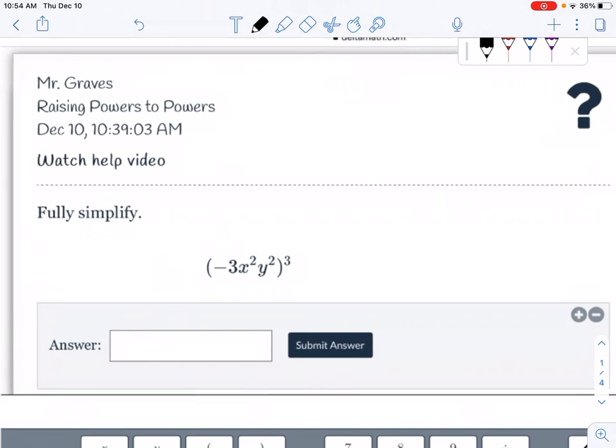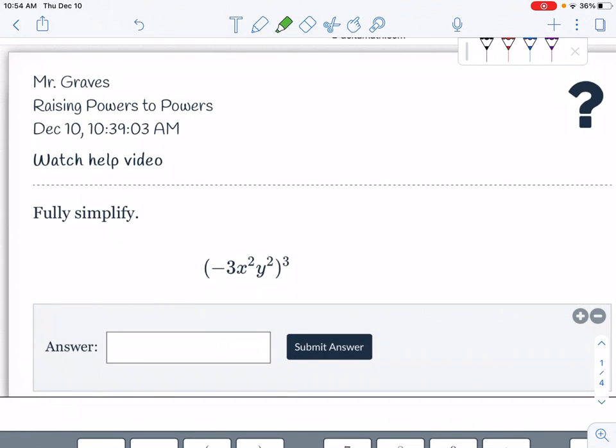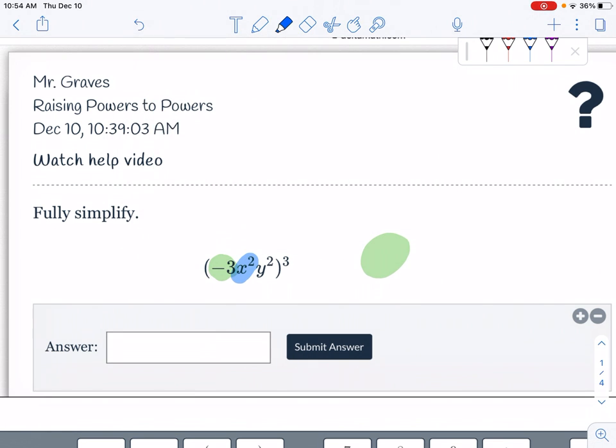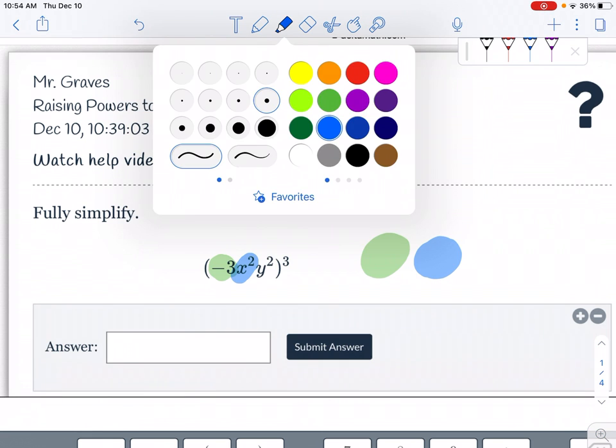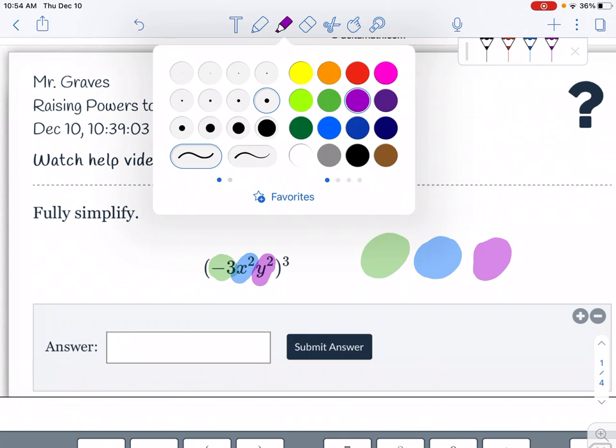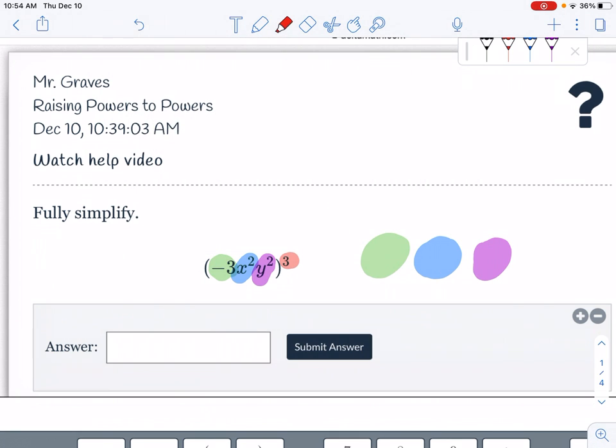So raising a power by a power. Here we have this whole thing raised to the third power. So again, I'm going to have a negative 3 in parentheses, and x squared, and a y to the second power. And all of those are getting a power of 3. So negative 3 is going to be raised to the third power. X to the second is getting raised to the third power. Y to the second gets raised to the third power.